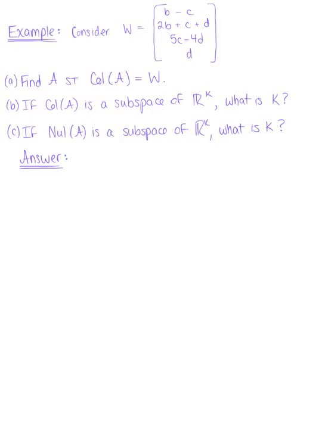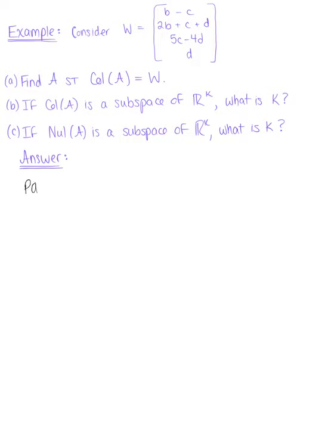Consider set W. In part A, we want to find matrix A such that the column space of matrix A is equal to set W. In part B, we are asked, if the column space of A is a subspace of Rk, what is K? And in part C, if the null space of A is a subspace of Rk, what is K? So, first things first, we've got to find matrix A.